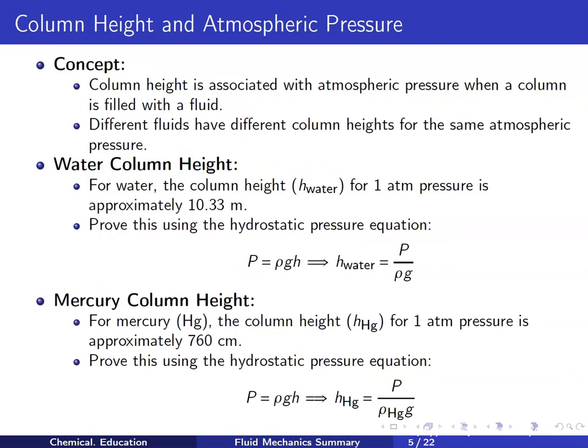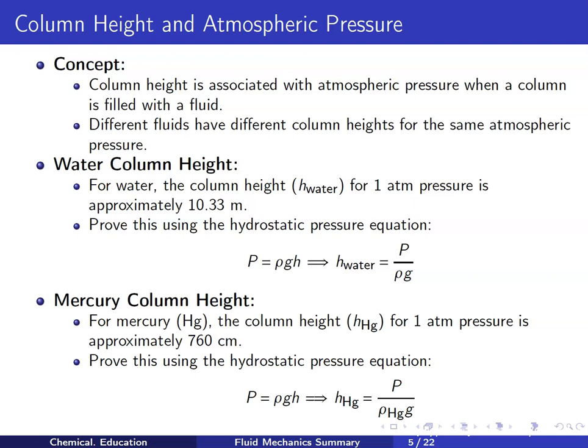Now column height and atmospheric pressure. So now here is some concept. Column height is associated with the atmospheric pressure when a column is filled with a liquid. Different fluids have different column height for same atmospheric pressure, like water. Column height: for water, the column height for 1 atm pressure is approximately 10.33 meter. So we can easily prove that.